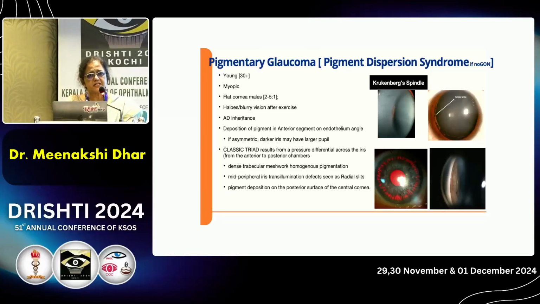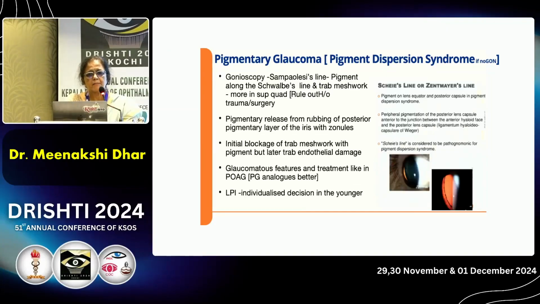how we differentiate it from other conditions in which there is a blotchy pigmentation. Mid-peripheral transillumination defects may be seen, and pigment deposition on the posterior surface of the lens may also occur, which is called the Scheie or the Zentmayer line. And we may also see the Sampaolesi line, the pigment along the Schwalbe's line, and there may be pigment deposit even on the trabecular meshwork.